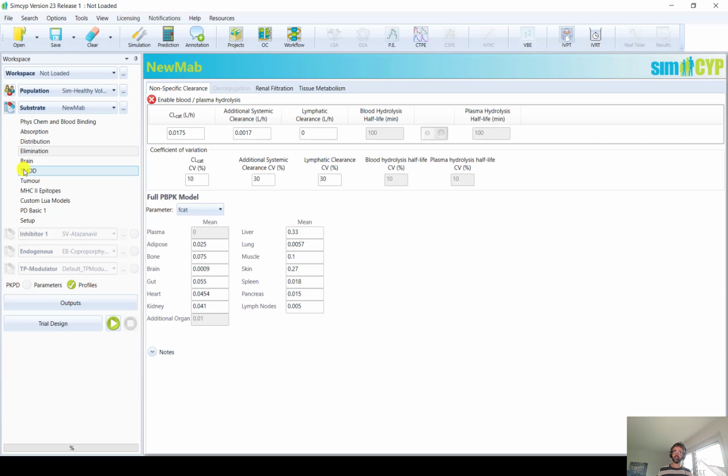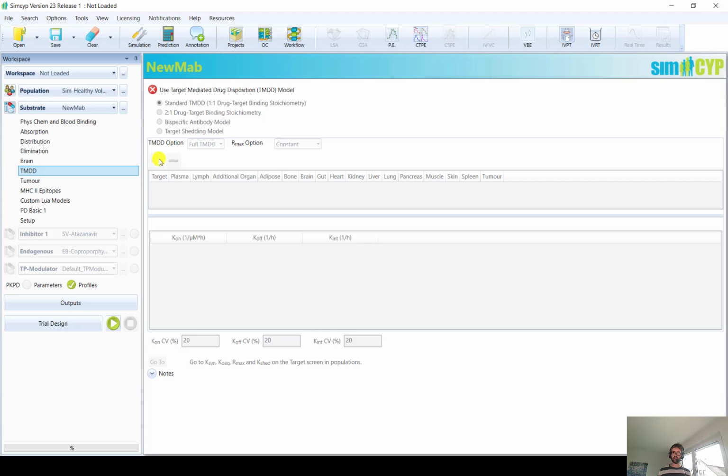The next point that we would like to look at is the TMDD model. This is the binding of our antibody to our target. By default, TMDD is deactivated, so we can activate TMDD. And then there are different models that we can use. One-to-one binding of our drug to the target. We can again have a two-to-one binding stoichiometry if those binding affinities are known. We can model bispecific antibodies. Again, this is a focus of the Biologic Focus Workshop 2. And we can have target shedding.